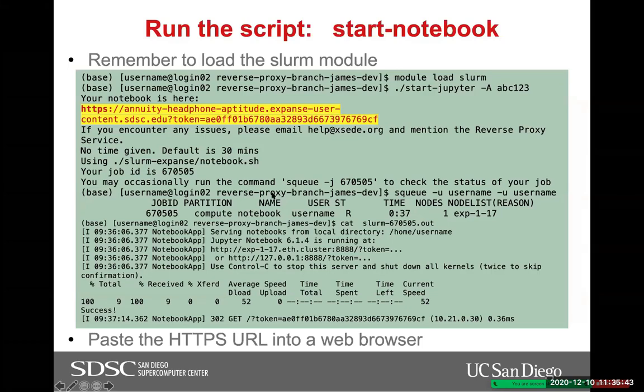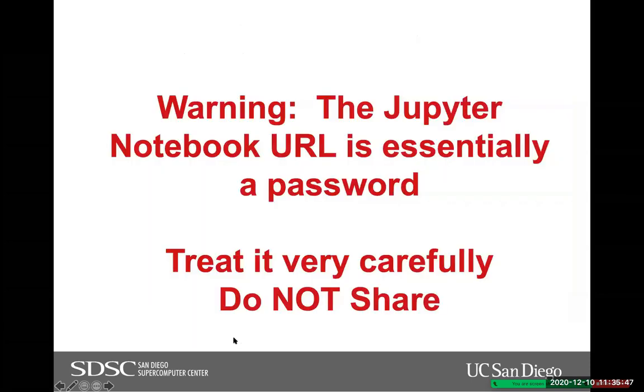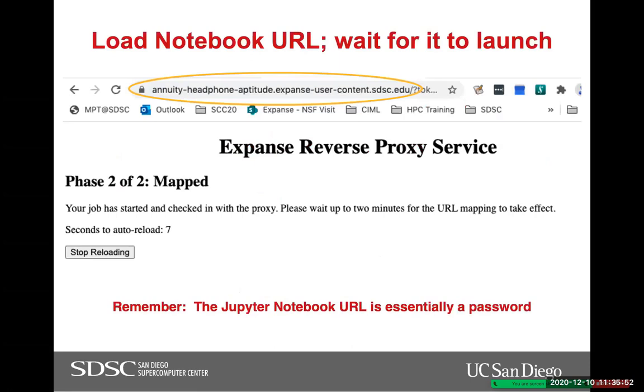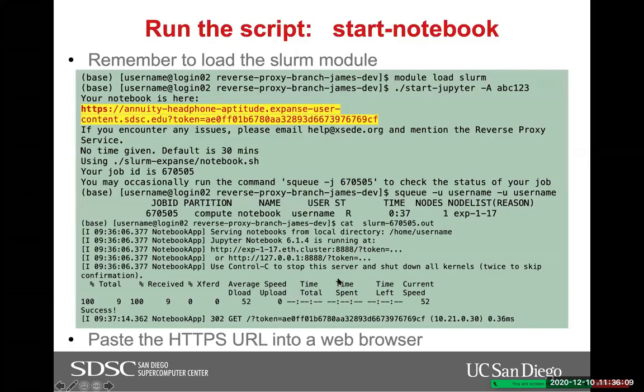But what we do is, if you paste that URL into a web browser, remember, the notebook URL is a password. Don't share it. Don't give it away. What you're going to get first is a waiting page. It's a placeholder that the RPS produces and gives to you while it's waiting, and this won't change until you get something from the queue. When you run the queue command here, eventually you'll see that it's not pending, but actually running.